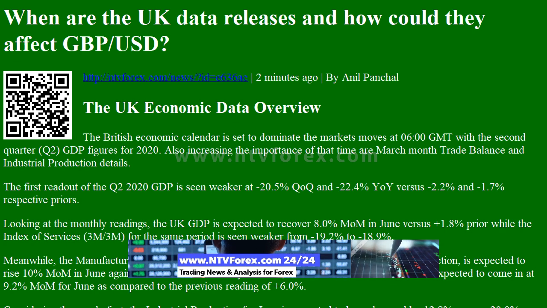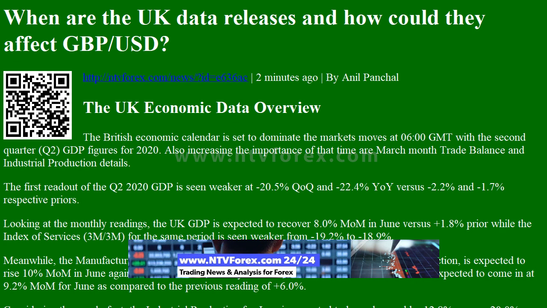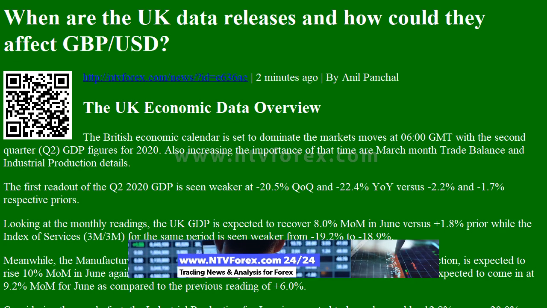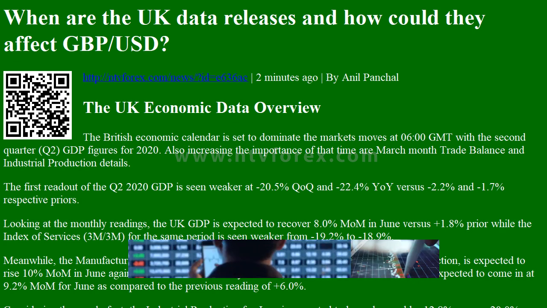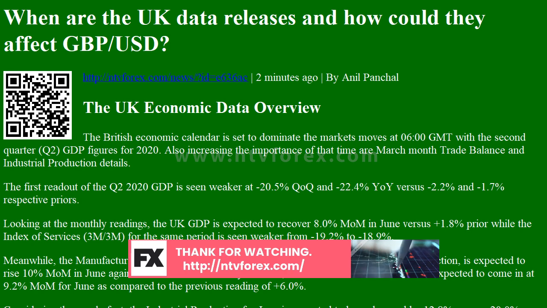The British economic calendar is set to dominate the market's moves at 0600 GMT with the second quarter Q2 GDP and GDP figures for 2020. Also increasing the importance of that time are March month trade balance and industrial production details. The first readout of the Q2 2020 GDP is seen weaker at 20.5% QoQ and 22.4% YoY versus 2.2% and 1.7% respective priors.